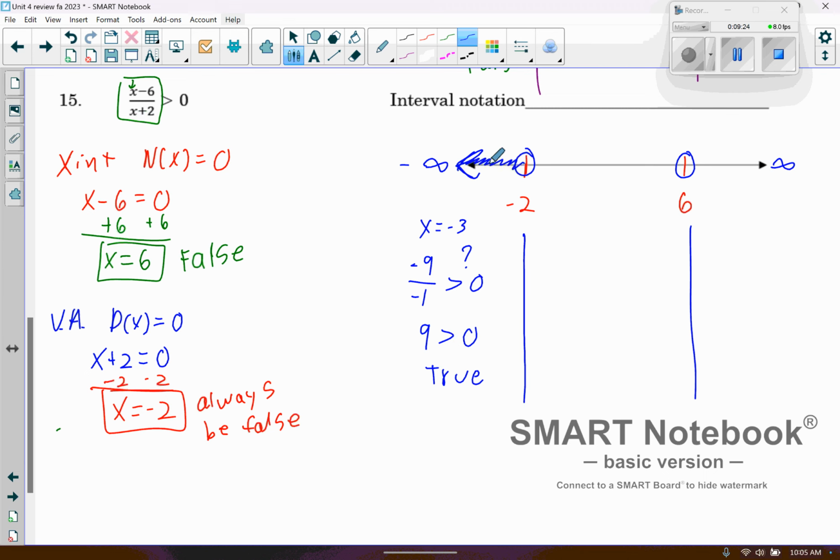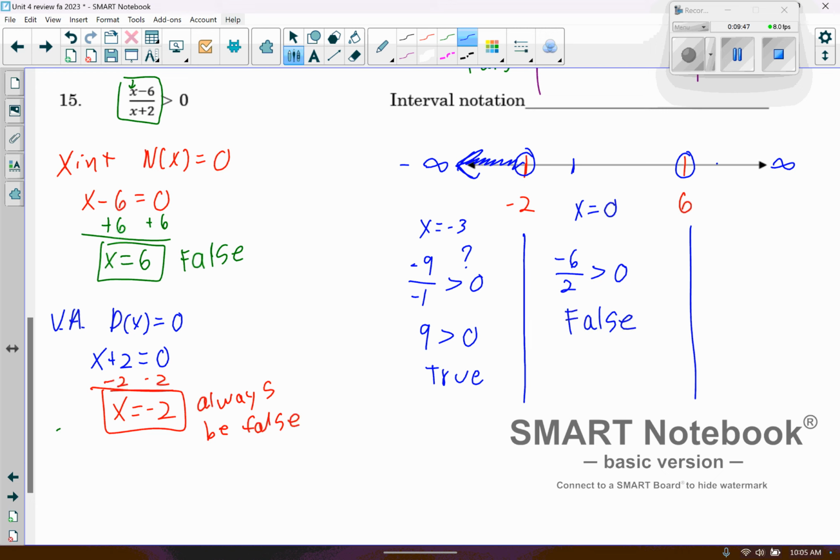Then we'll test something between these two. The easiest thing would probably be to let x be 0. Whenever you let x be 0, the numerator would be negative 6. The denominator would be positive 2. Is that greater than 0? Well, not this time, because a negative over a positive is negative. And so this one is going to be false. So we don't want to shade there.